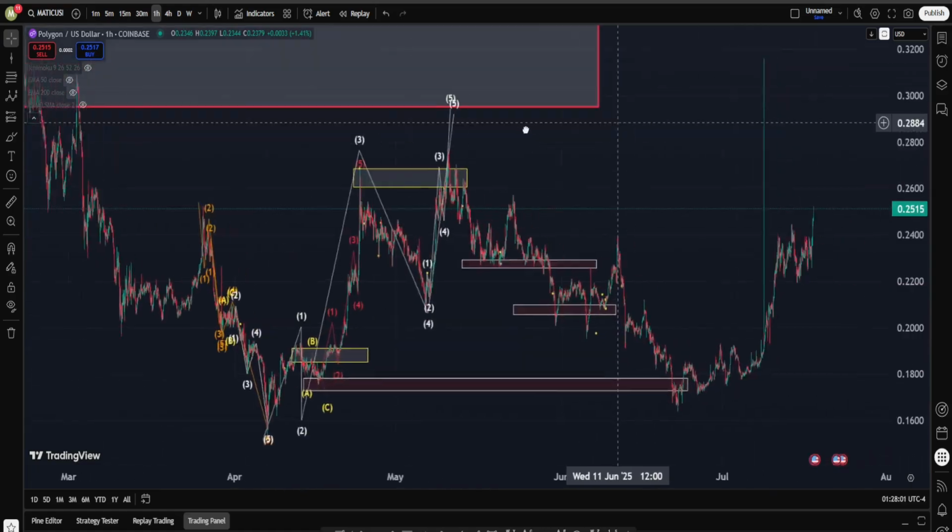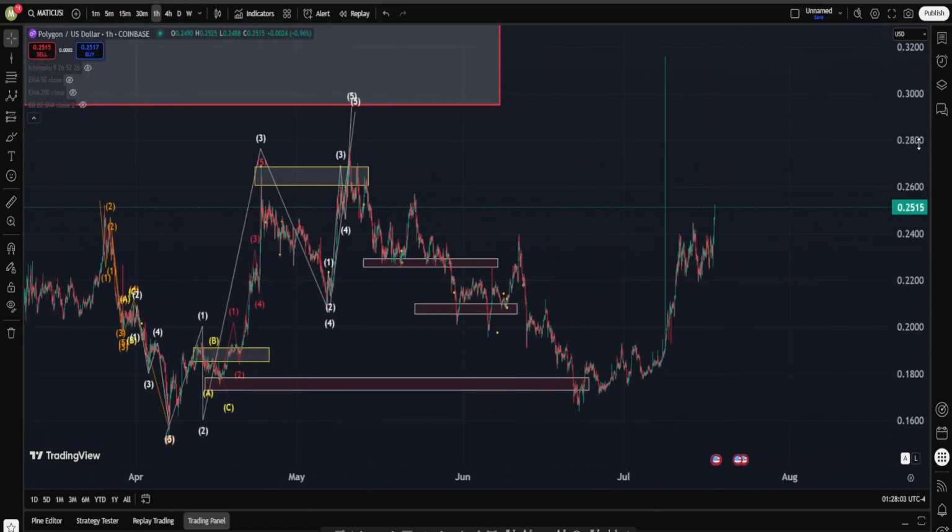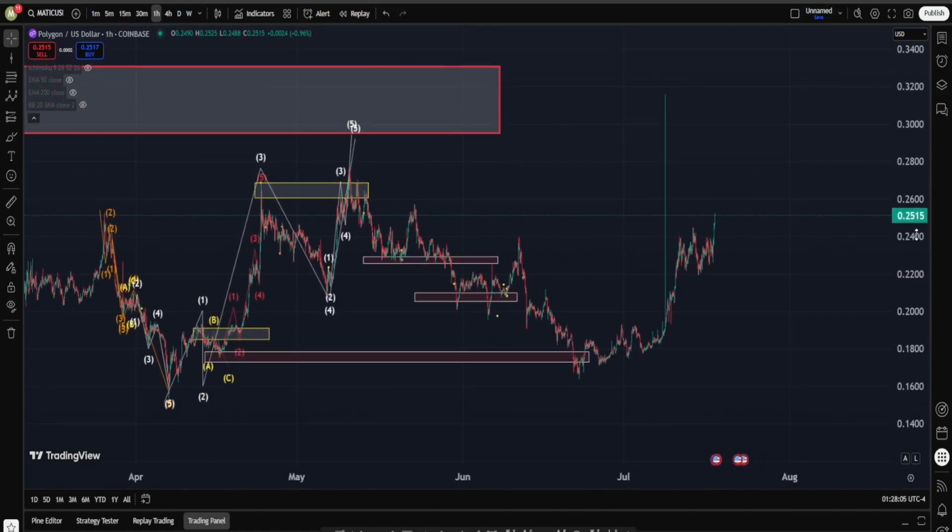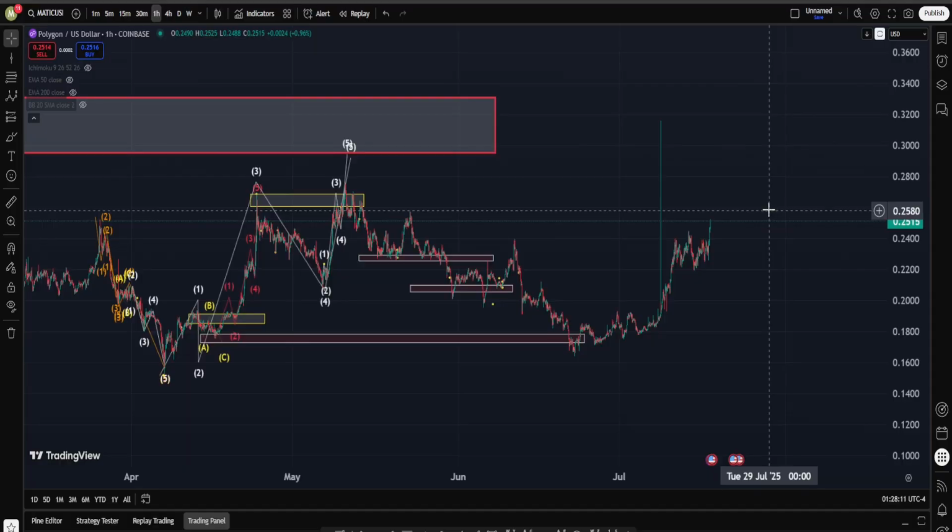And here we are, and in this update we are going to talk about Polygon's structure, and I'm going to tell you why I am so optimistic and bullish. I still fully believe that in this cycle we are expecting to see a magnificent bull run from Polygon.